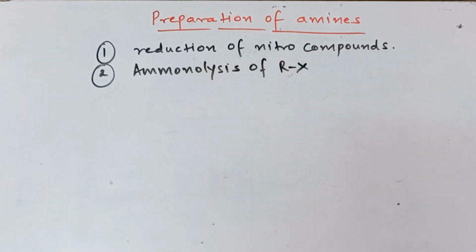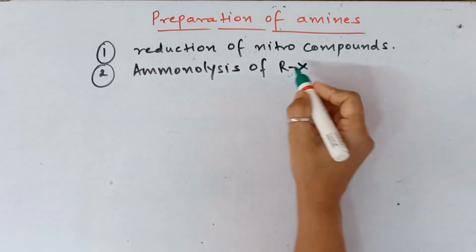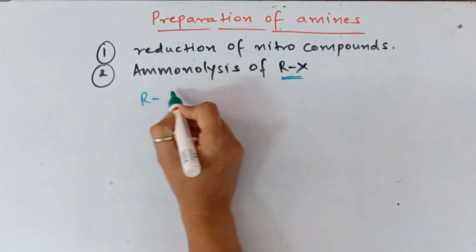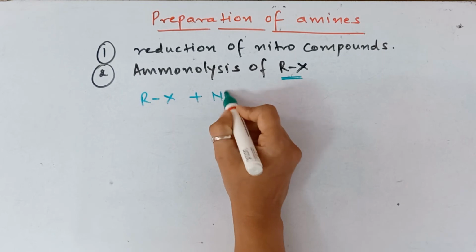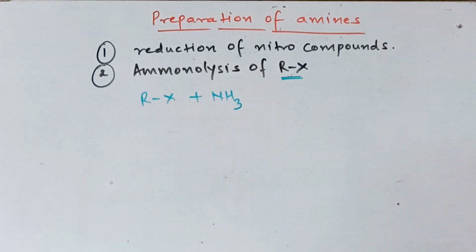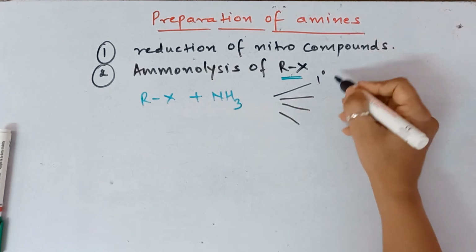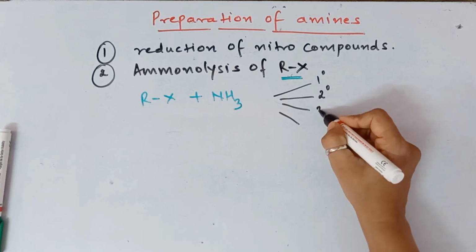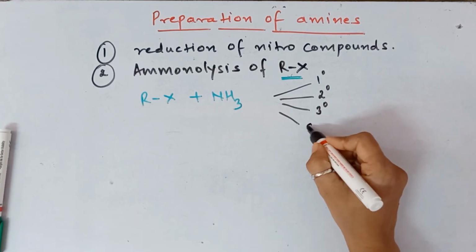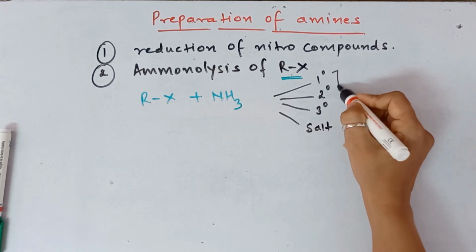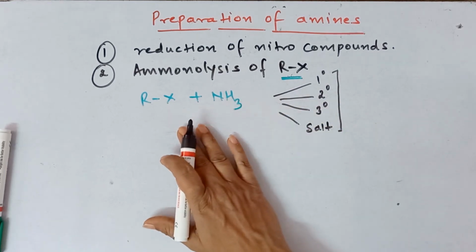Now what is this ammonolysis of haloalkanes? We have already seen. It means we are going to break the bond of haloalkanes RX with ammonia. The drawback which we faced in this method was that we were getting a variety of products. We got primary amines, secondary amines, tertiary amines, and finally we got salt. So these are the 4 products which we obtain by using this technique.